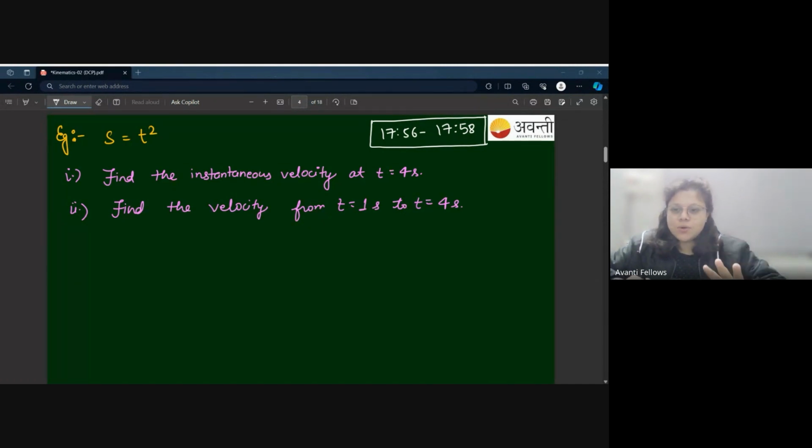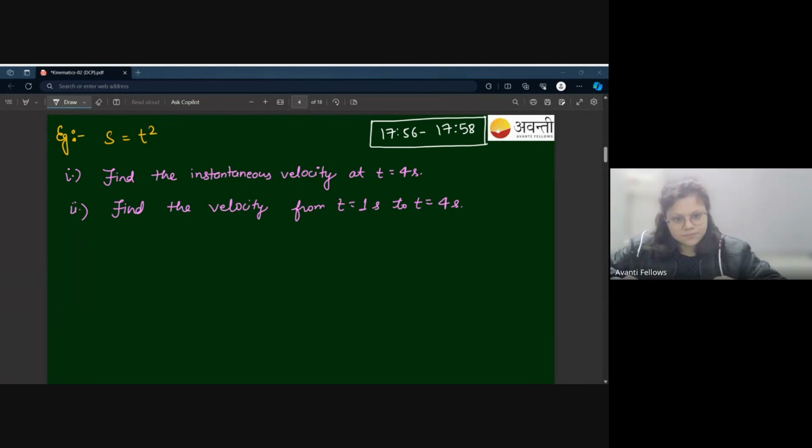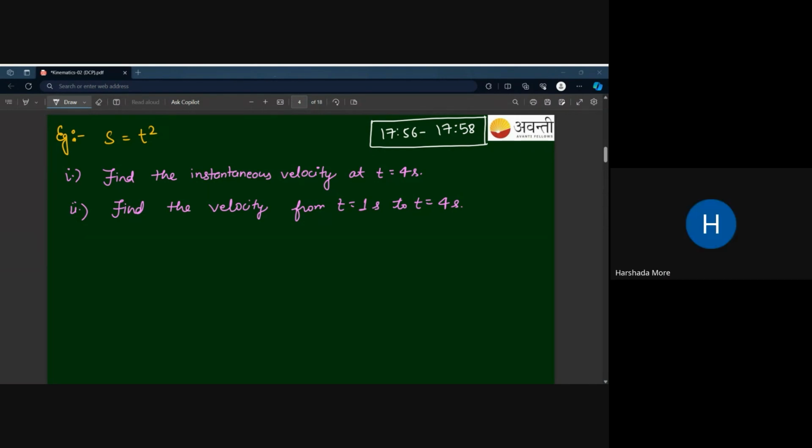Is the question clear to you all? Did you understand the question? Yes, ma'am. No, ma'am. Harshda, I gave you a relation between displacement and time. And now I want you to solve the first part, which is instantaneous velocity at some instant. And then you have a time interval, so you need to find out the velocity in that time. You have a relation between displacement and time. Is it clear now? Yes, ma'am.